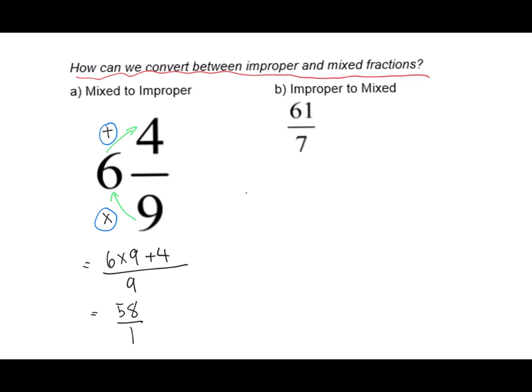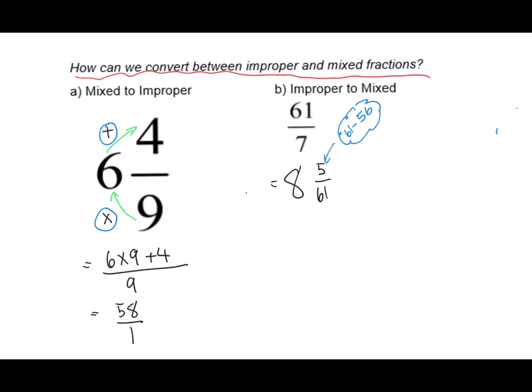Now, when converting from an improper fraction to a mixed number, a lot of times you just sit there and say, okay, how many times does the number 7 go into 61? So 8 times 7 is 56, so that means we're going to have 8 wholes. Now, in order to find our numerator, we have to take 56 and 61 and subtract them. 61 minus 56, and we end up with the number 5 here.